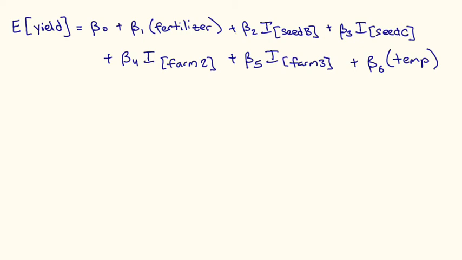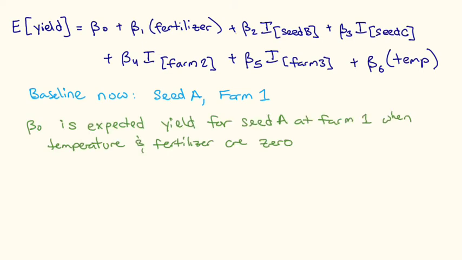All right, made it more complicated. Now I put the seed type, the fertilizer, the farm, and the temperature all in the same model, just so you can see how it would look. If I want to look at the baseline now, because I have 2 categorical covariates, the baseline farm is farm 1 and the baseline seed is seed A. So I have to take that into account. Beta naught, the intercept, is now the expected yield for seed A at farm 1 when the temperature and fertilizer are both 0.